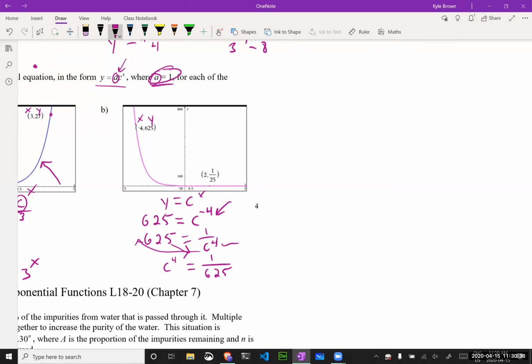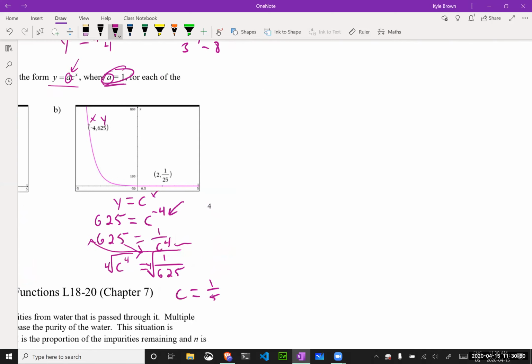Okay, well, what we do there is we take the fourth root of both sides. So fourth root, and that will end up being c is equal to 1 over 5. Okay, so in the end here, we get y is equal to 1 over 5, in brackets, to the power of x. So there's our equation.